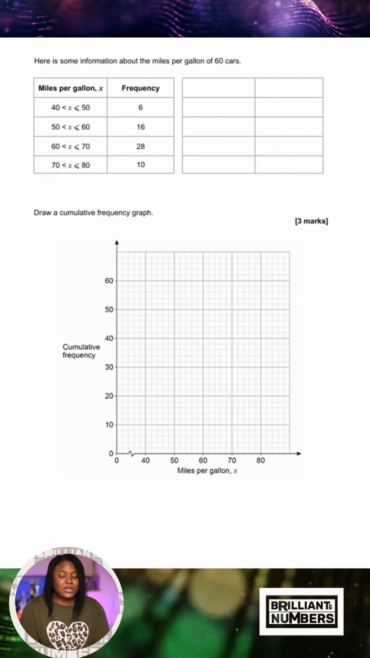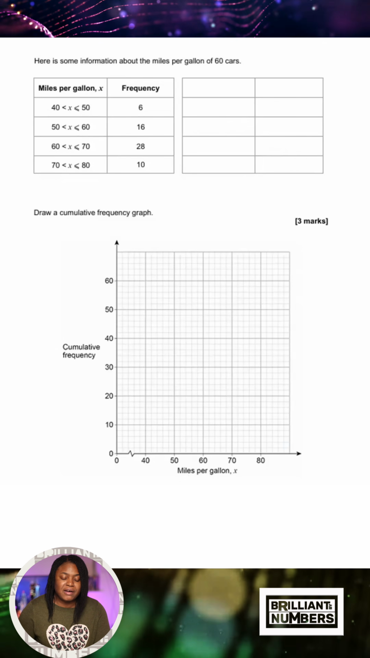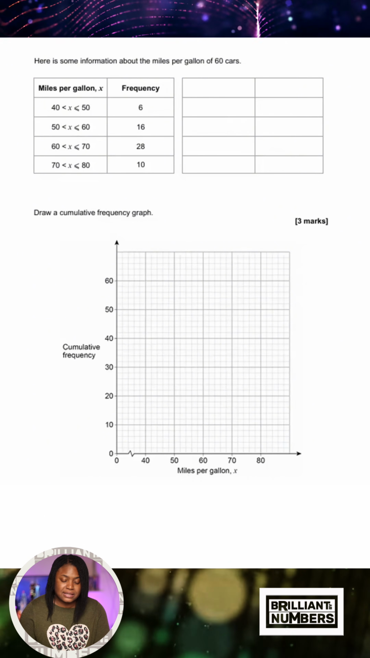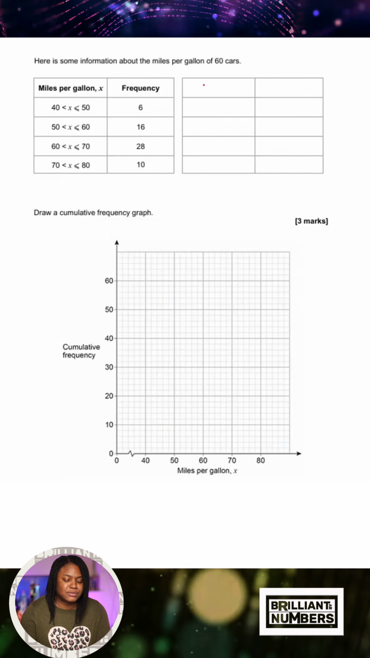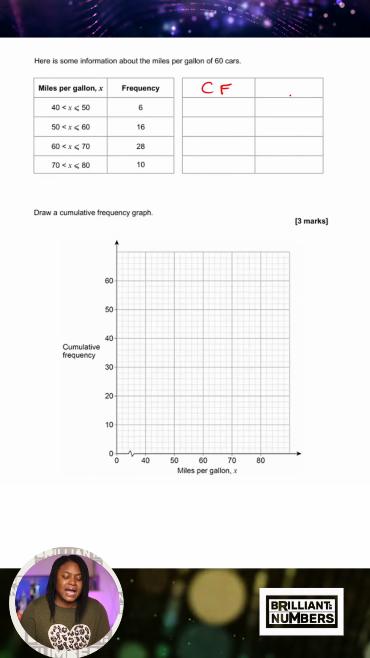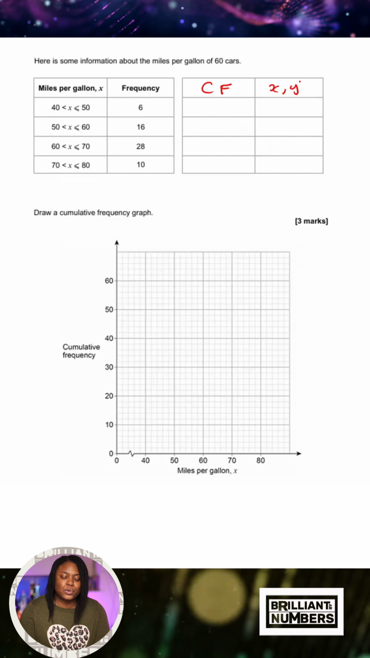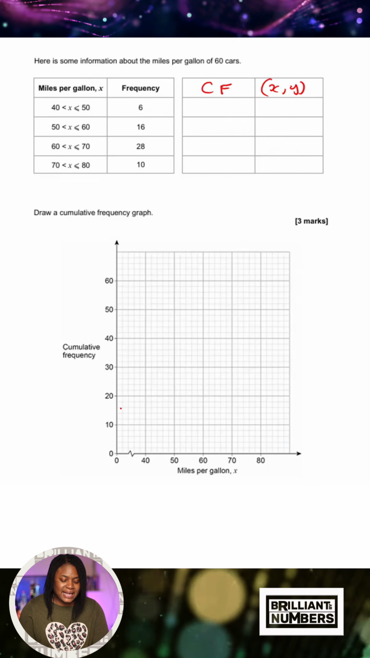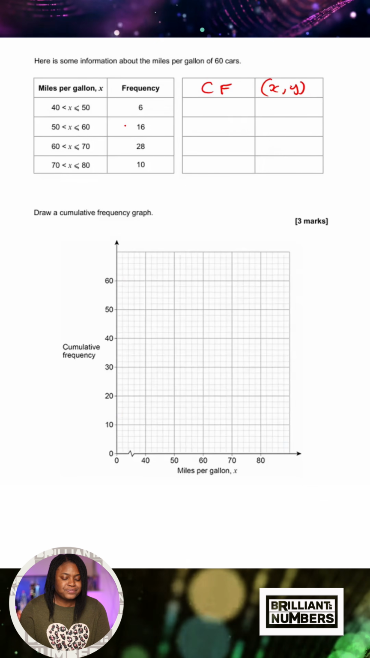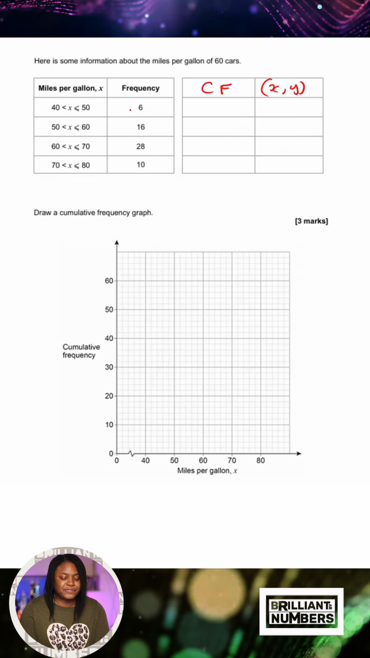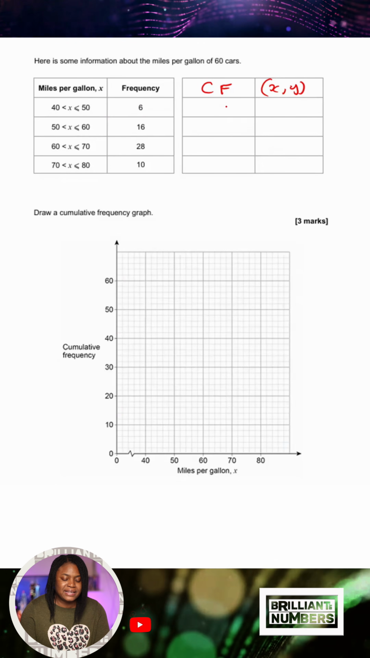So remember, in order to draw a cumulative frequency graph, the first thing we need to calculate is our cumulative frequency. So I'm just going to put CF here, and in this section we are going to put the coordinates that we're going to plot and hence plot them on the graph. So remember, for our cumulative frequency, we start with the first value given.